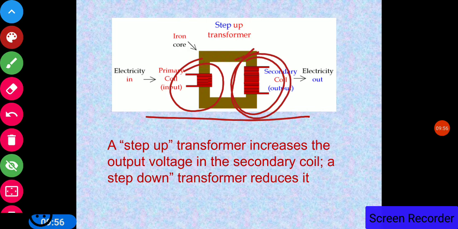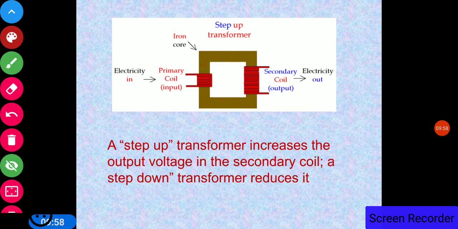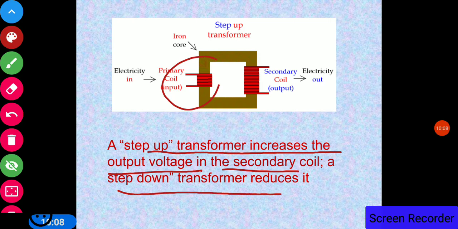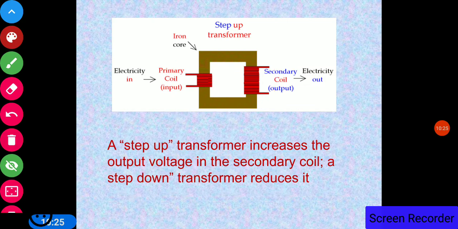If the number of turns in the primary coil is higher, then it will be a step down transformer. So a step up transformer increases the output voltage in the secondary coil and a step down transformer reduces it. When the voltage is increasing, the number of turns in the secondary coil will be more to step up, and when the output voltage is decreasing, then the number of turns in the secondary coil will be less.